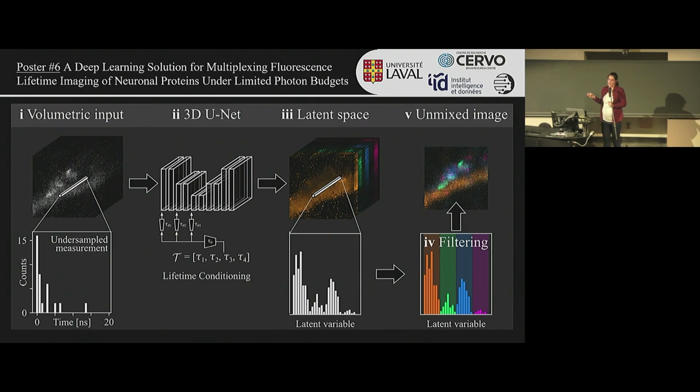So the intuition here is that by using a 3D U-Net, we can process all the dimensions at once, so we can combine the information from adjacent pixels to kind of simulate a context where we would have more photons than what we actually have.